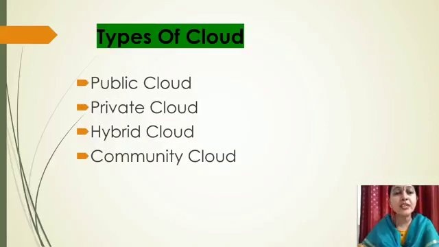Which are the types of the clouds? So, mainly there are 4 types of cloud. First one is public cloud, private cloud, hybrid cloud and community cloud. So, what do you mean by public cloud? Public, as the name itself indicates, means it is for all. For example, it can be accessed by any organization or any individual. That is, it is open to all and you store and access the information via internet.